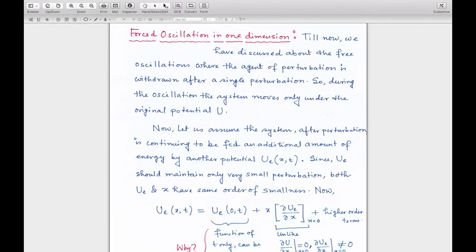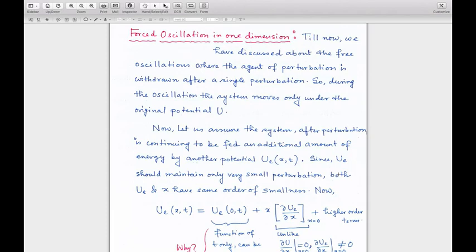Now, what is the meaning of free oscillation? Free oscillation is an oscillatory motion where some system is very weakly perturbed with respect to its position of stable equilibrium, and then the source or the agent of perturbation is withdrawn immediately. Then the oscillation basically takes place under the original potential U only.